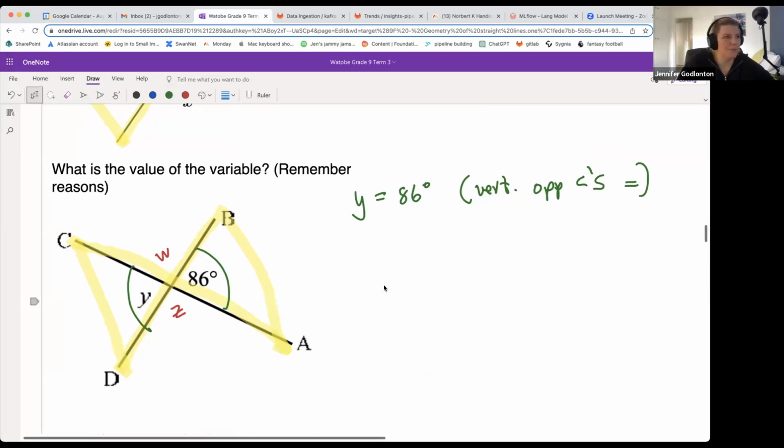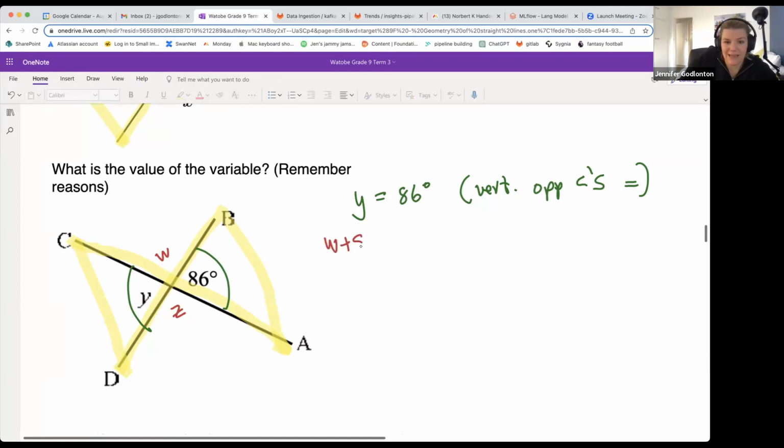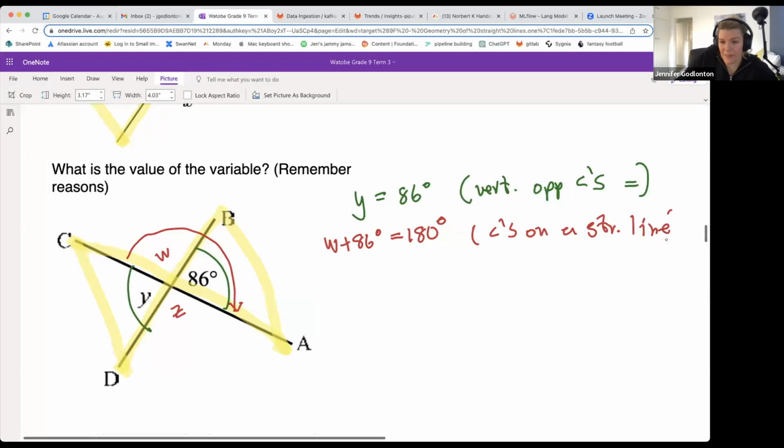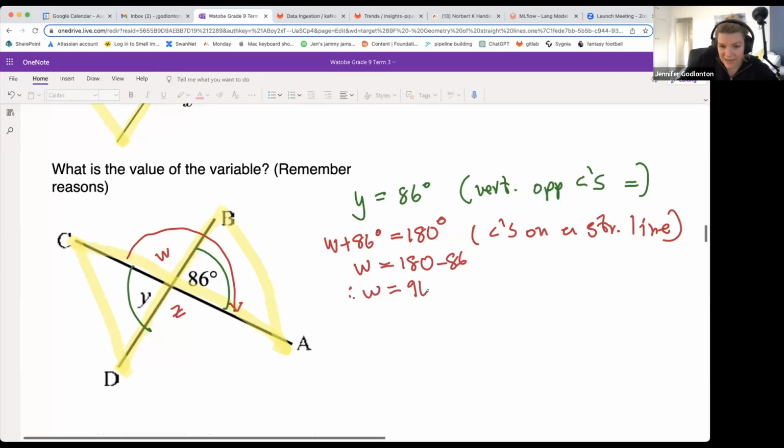Yes, guys. Beautiful answers coming into the chat. I love it. So I'm going to write it out as an equation. I'm going to say W plus 86 degrees needs to equal 180. So I'm saying this plus this, because they are angles on a straight line. So then we can say W is equal to 180 minus 86, which means W is equal to 94 degrees.